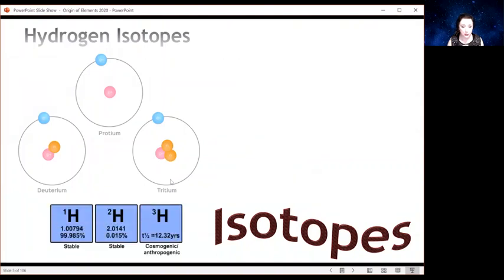Now, tritium is not stable. You can see here it's got a half-life of about 12 years. We can make it, and it's also made in space. But both normal hydrogen and deuterium, the heavy hydrogen, are both stable, although most of the hydrogen in the universe, and you can see here it's 99.985%, is just protons.